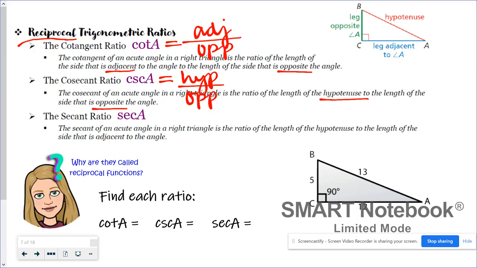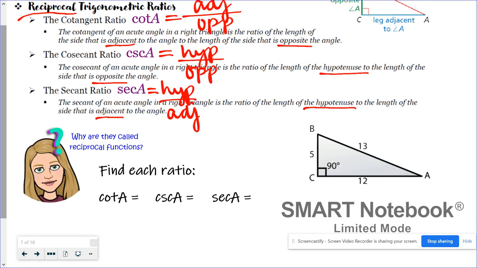And then secant, abbreviated SEC, of an acute angle in a right triangle is the ratio of the length of the hypotenuse to the length of the side that is adjacent. So secant is hypotenuse over adjacent. So these three trig ratios are still using those three sides of a right triangle. They're similar to the big three.